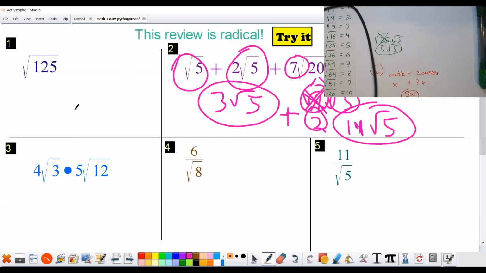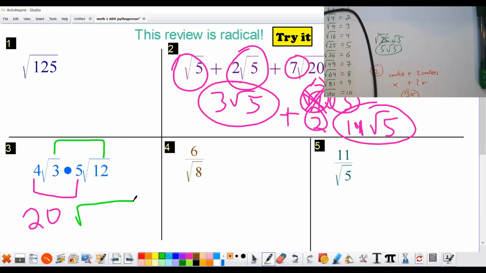Here's another one I wanted to show you, but I didn't teach it to you. Multiplying. Yes, you can multiply. Normal numbers multiply with normals. 4 times 5 is 20. Radicals like to multiply with radicals. So they're inside. 3 times 12 is 36. Oh, wait, I know that. That's 6. 20 times 6, final answer, 120.